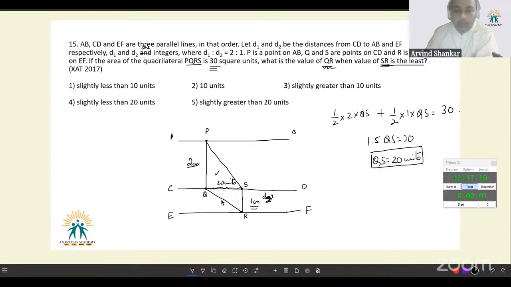Finally, we want the value of QR. QSR is a right angle triangle. If one of the sides of the right angle triangle is 20, the hypotenuse most definitely has to be greater than 20. And therefore, the correct answer for this question will be option 5.